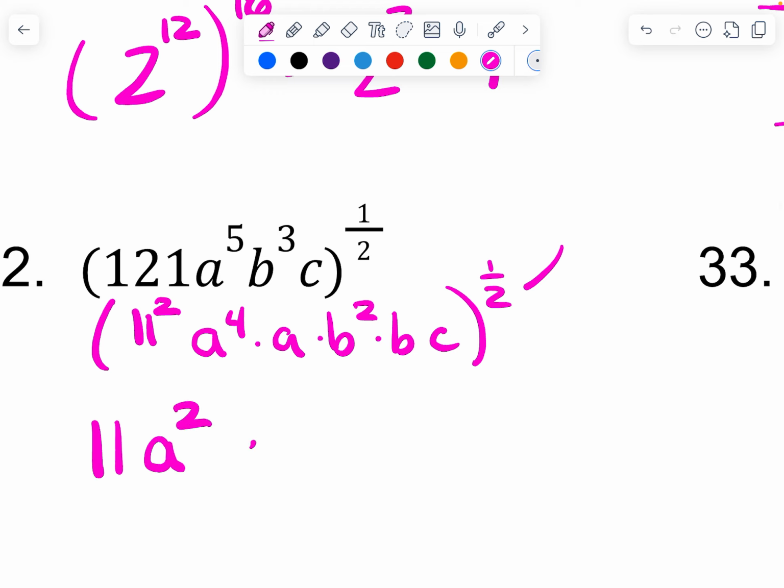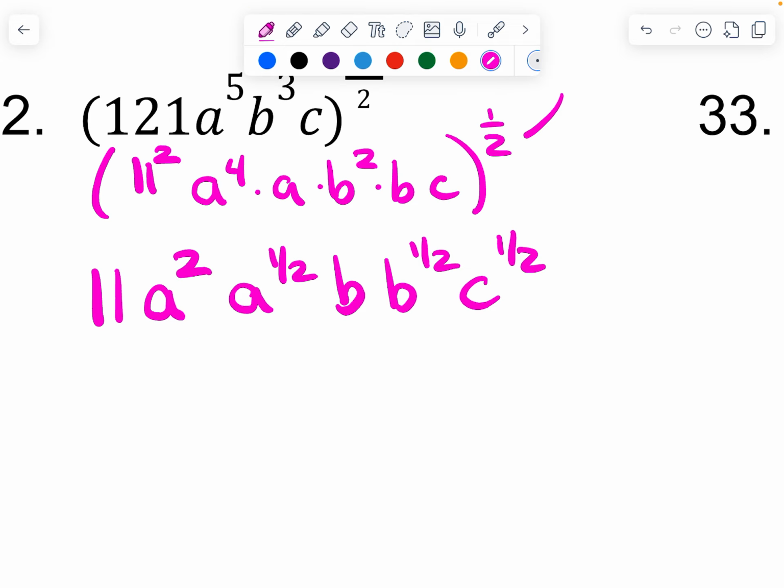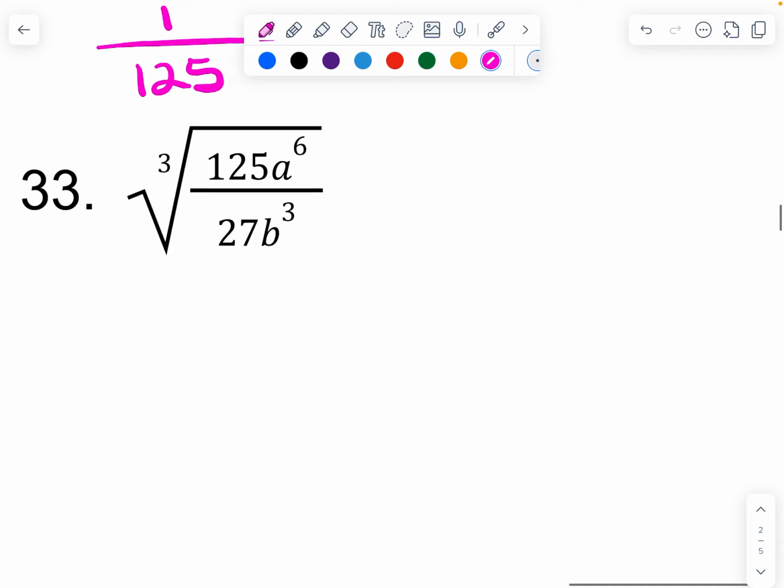A to the second, A to the 1/2, B to the 1/2, C to the 1/2. So all the things that have the 1/2s, I should just highlight, those should go under the radical symbol. So A, B, C to the 3rd power.